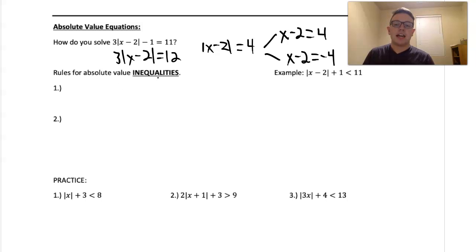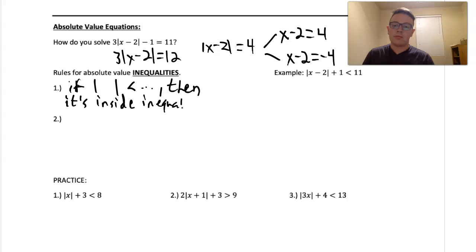Now we're going to be dealing with absolute values in inequalities. What are our rules for absolute values in inequalities? If your absolute value is less than something, then we have an inside inequality. If you had Gallagher or Baldwin last year, you might have seen this mentioned as and inequalities, because we need one inequality and the other to be true.